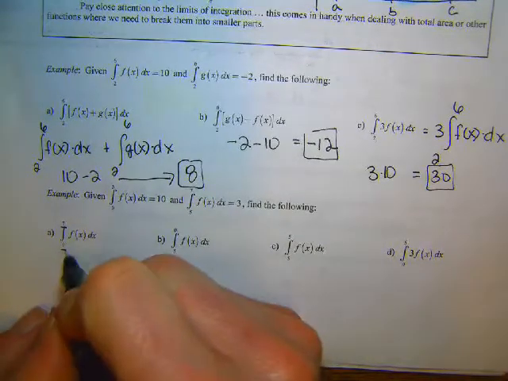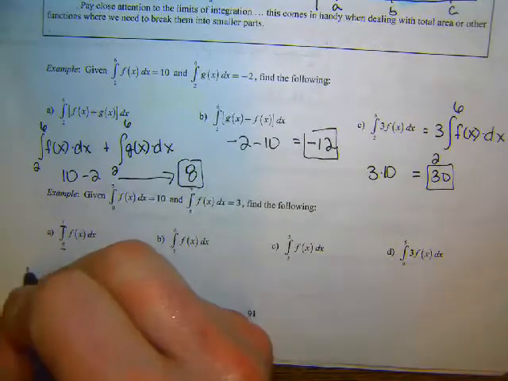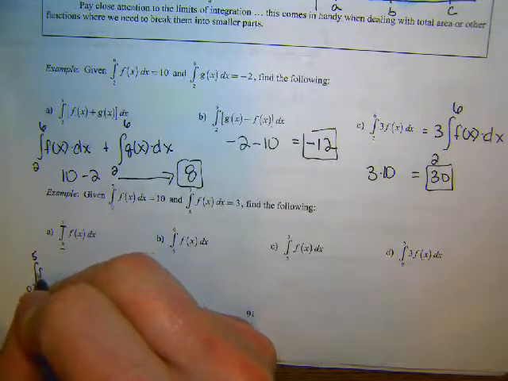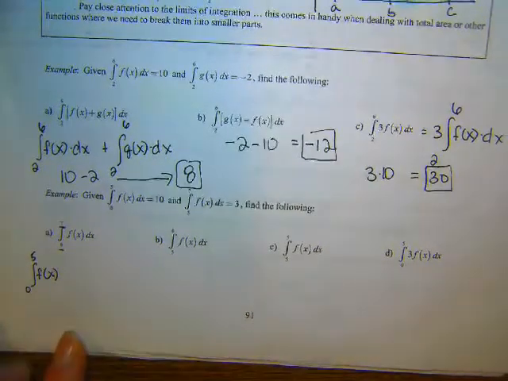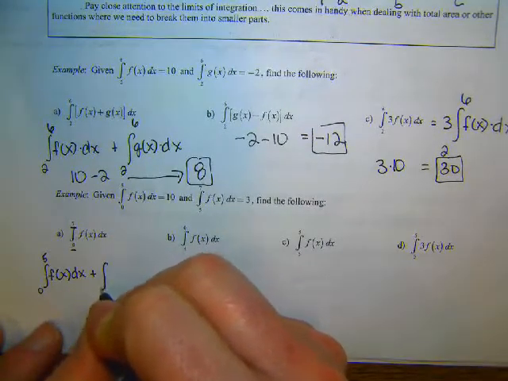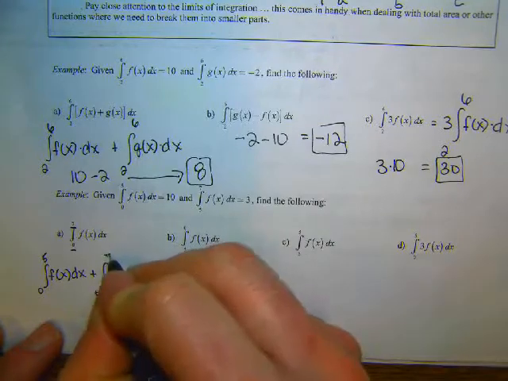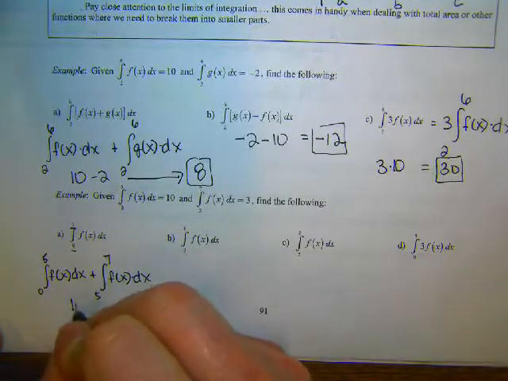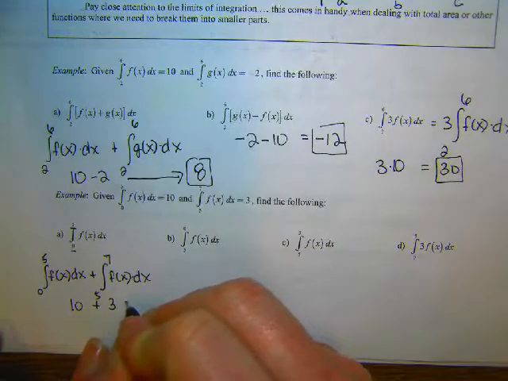The integral then from 0 to 7, I'll write my in-between step if you're not quite picking up on it, is the integral from 0 to 5 of f of x dx plus the integral from 5 to 7 of f of x dx, which is 10 plus 3, or 13.